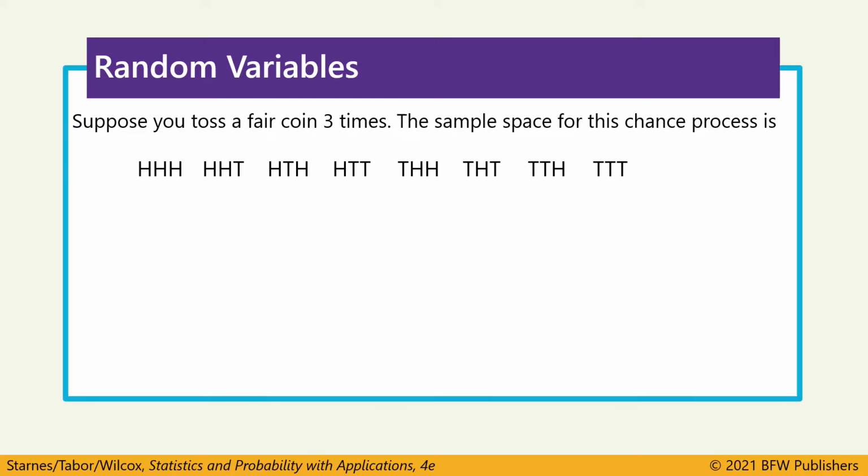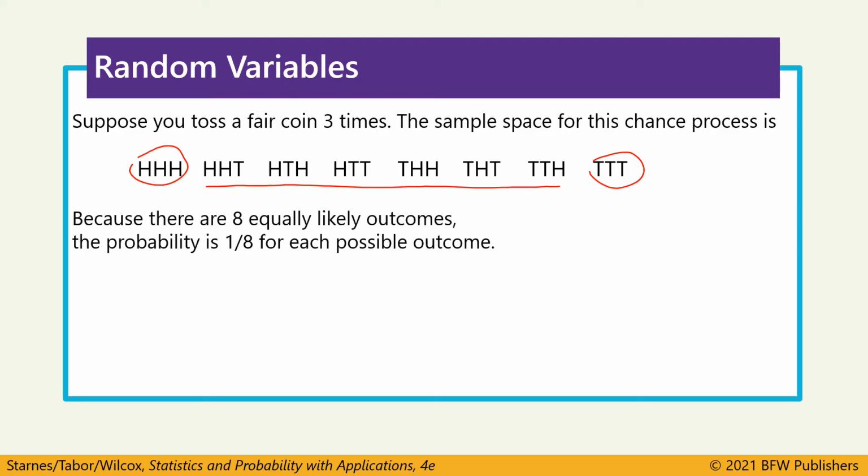Remember, a sample space is everything that can happen, so we can get anything from all 3 heads to all 3 tails, or any combination of that in between. There's 8 equally likely outcomes, and the probability of any of these particular events occurring is 1/8.